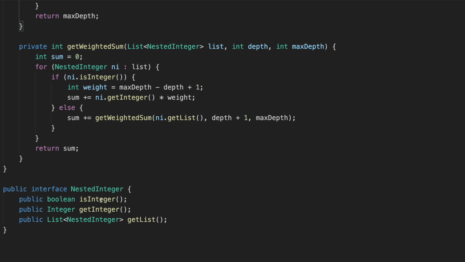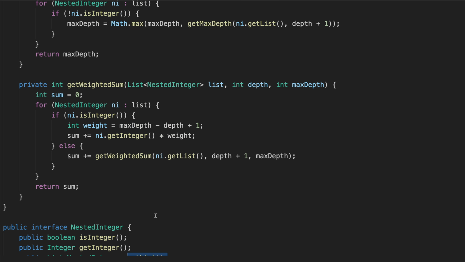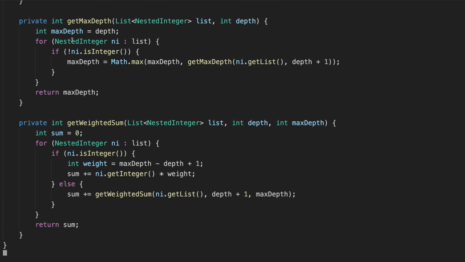isInteger means, does this particular node have any leaves? If isInteger is true, it means that it does not, so we are just getting the integer. If it's false, it means that it has leaves, it has child nodes. So that's exactly what we are checking here.